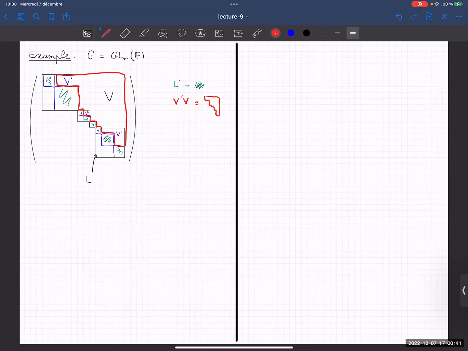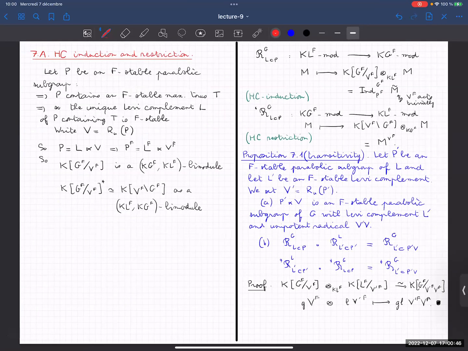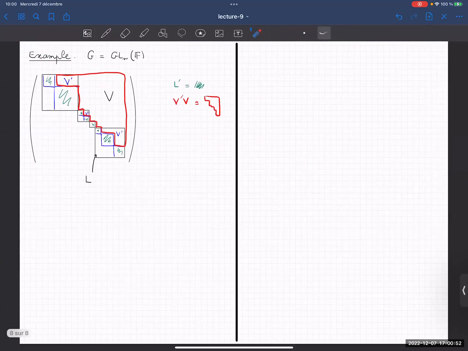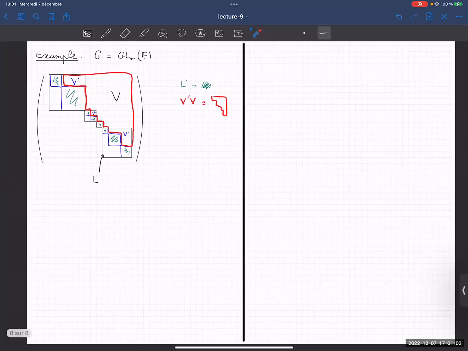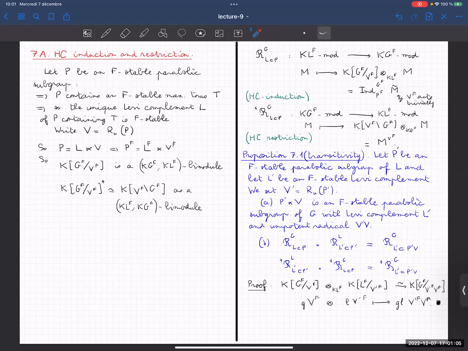And so you see on this picture that the first statement of the proposition is just trivial, okay? This is not very difficult once you know a little bit of theory of reductive groups. In the case of GL_N, this is fairly easy to check. And from this, this means that the transitivity of Harish-Chandra induction and restriction has a meaning, and not only it has a meaning, but it is true, okay? And this is my conclusion, and we will continue Harish-Chandra theory in the next lecture. Okay, I stop here.